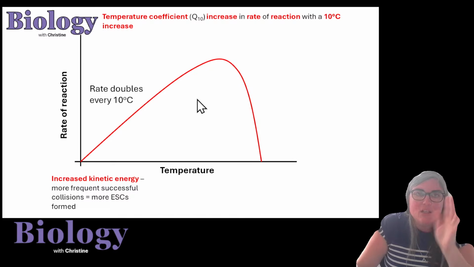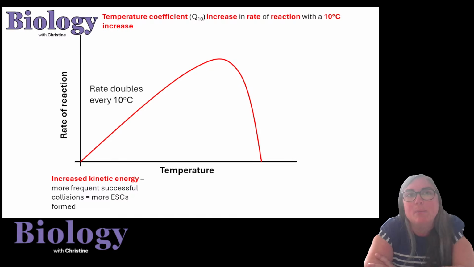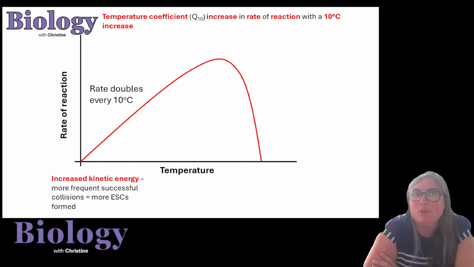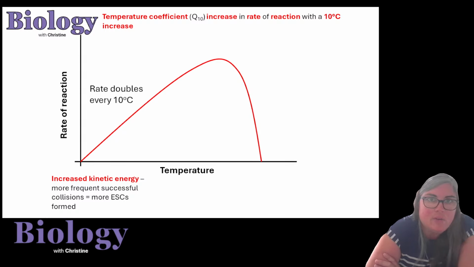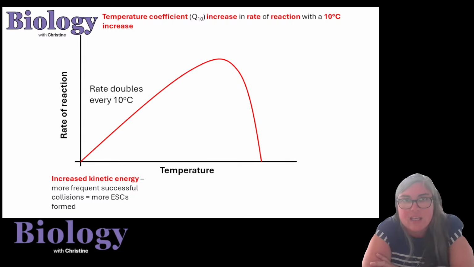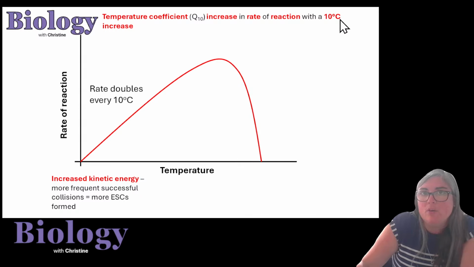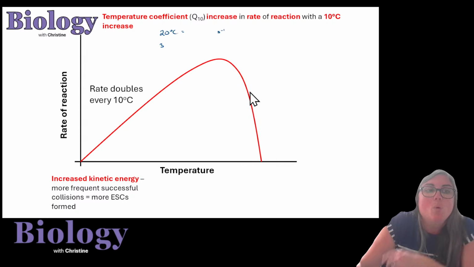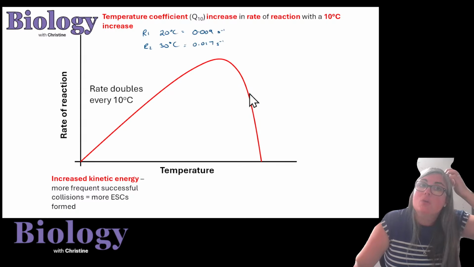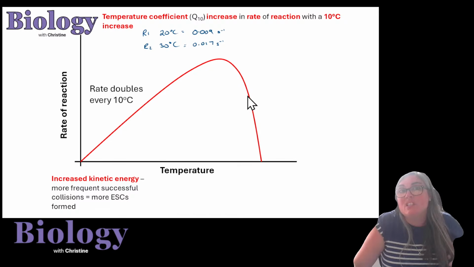Last year they did a question on temperature coefficient. So basically, when you do your Q10, it's about if I increase the temperature by 10 degrees C, what is the increase in the rate of reaction? If I'm increasing my temperature by 10 degrees, normally the rate will double. Well, you need to make sure that you are looking at whatever results they have given you.